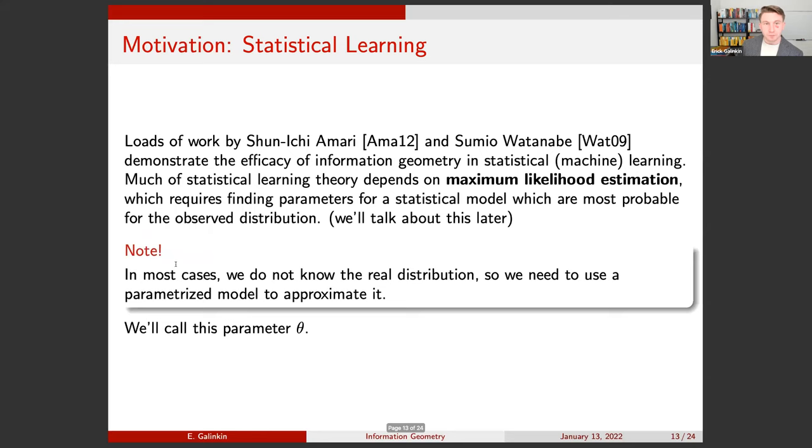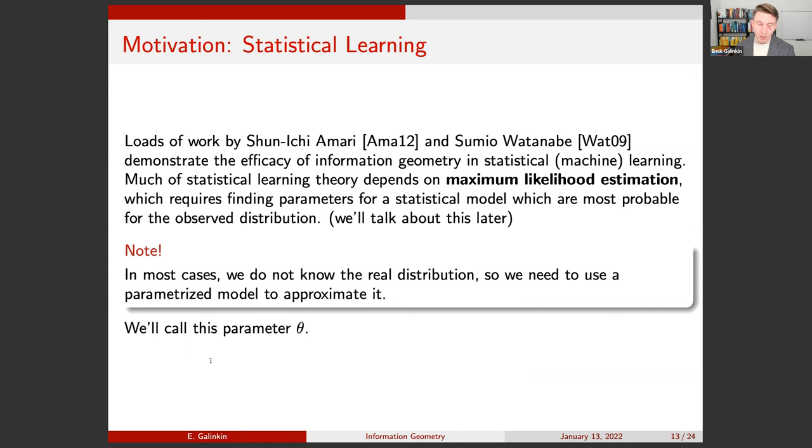So statistical learning is probably the most well-studied application for information geometry. It's been used in computer vision, and it's been used in general statistical learning. A lot of that is because statistical learning depends upon maximum likelihood estimation for a lot of it. What you're trying to do is find a parameter that is most likely given the data that you've observed. So we've seen some data, we can estimate a distribution, and we want to find the set of parameters that best estimates our distribution. And of course, we don't know the real distribution, or we wouldn't have to do this. So we have to use a parameterized model.